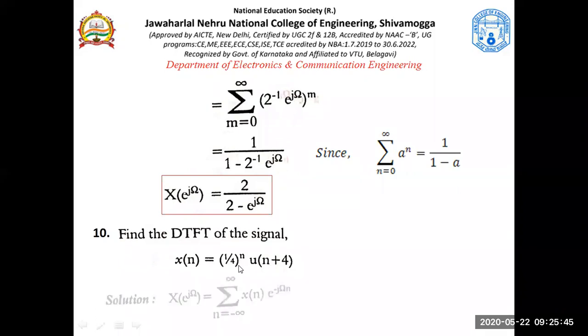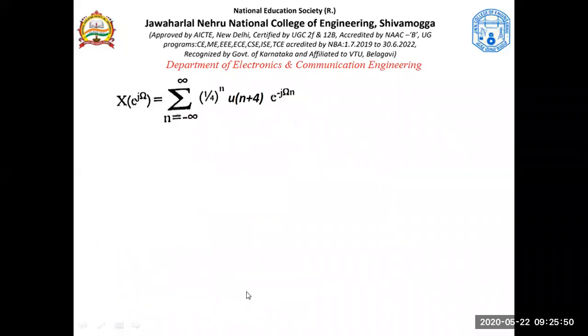Again same equation, the equation for DTFT, substitute x of n. So after substitution it looks like this. Now u of n plus 4 is 1 from minus 4 to infinity. That's why in the next place we have done this minus 4 to infinity. Understand that? Now I want 0 to infinity. How to make this 0? You have to add plus 4 to this. That is one way of looking at it.